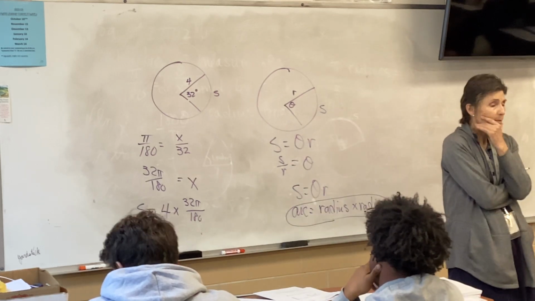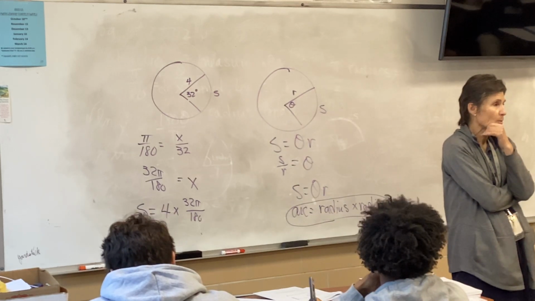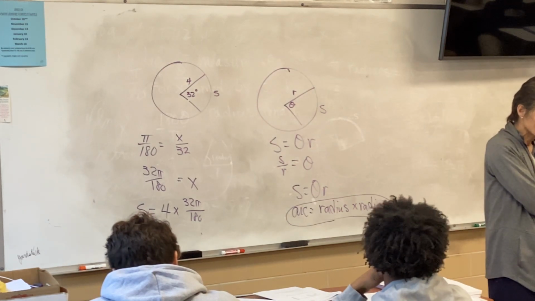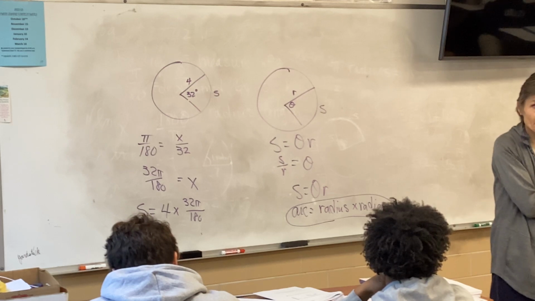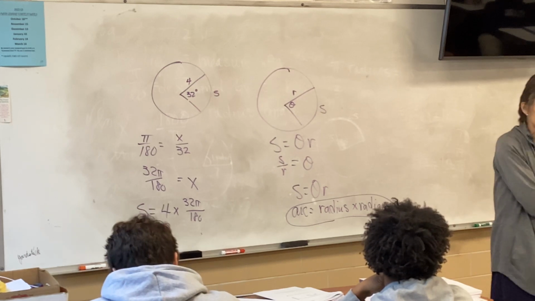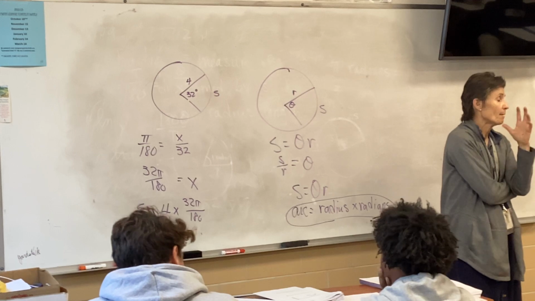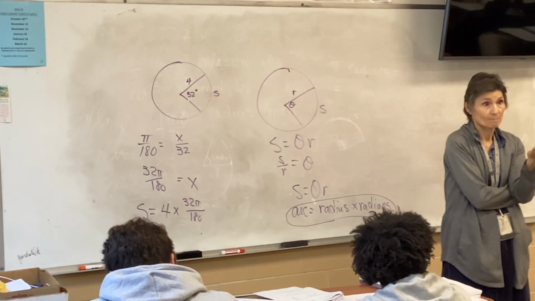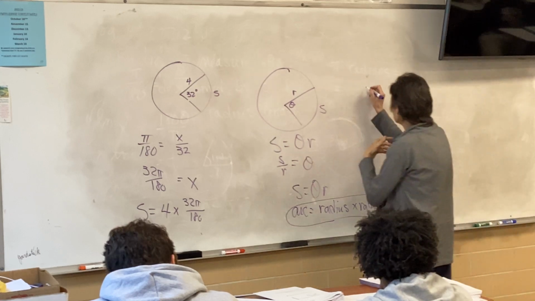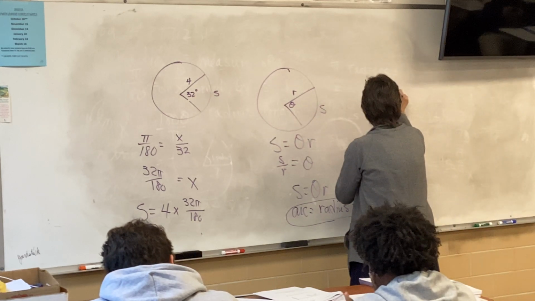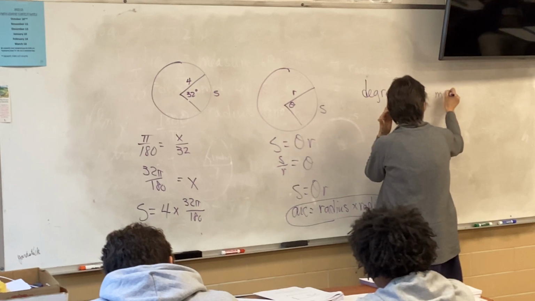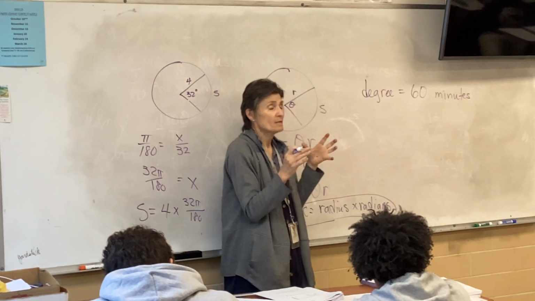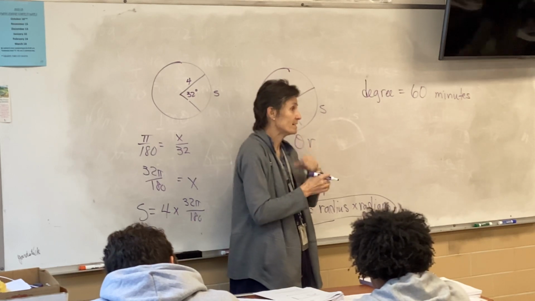Degrees are subdivided into smaller parts. You know how a foot is broken up into inches? Or a meter is broken up into centimeters? Degrees can be broken up into smaller parts, and the smaller parts are called minutes. A degree can be broken up into 60 minutes, just like an hour on the clock can be broken up into 60 minutes.